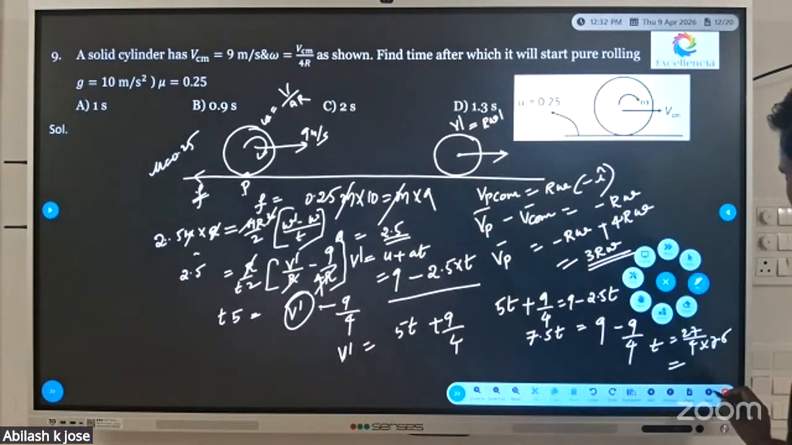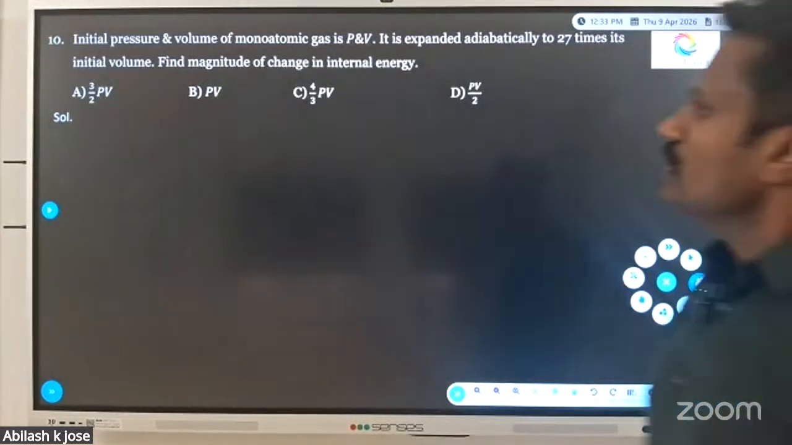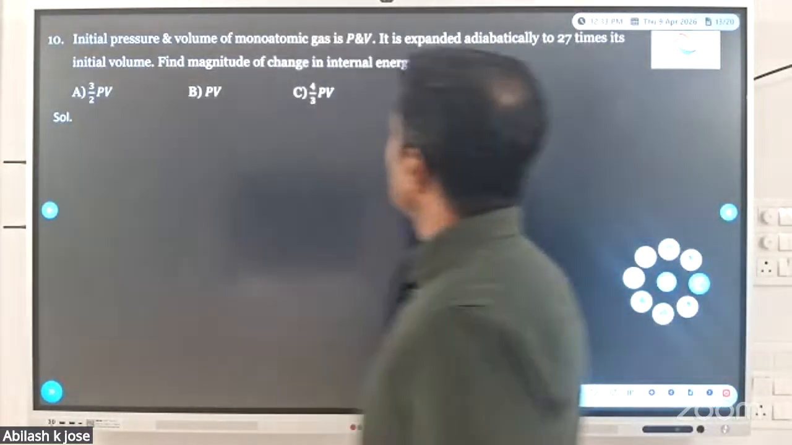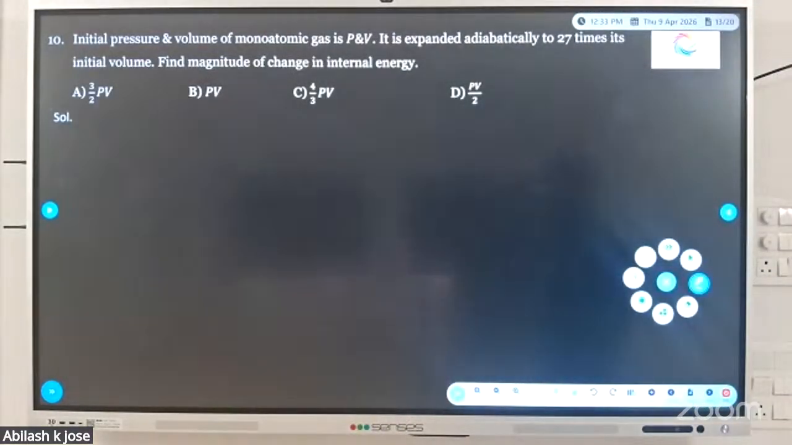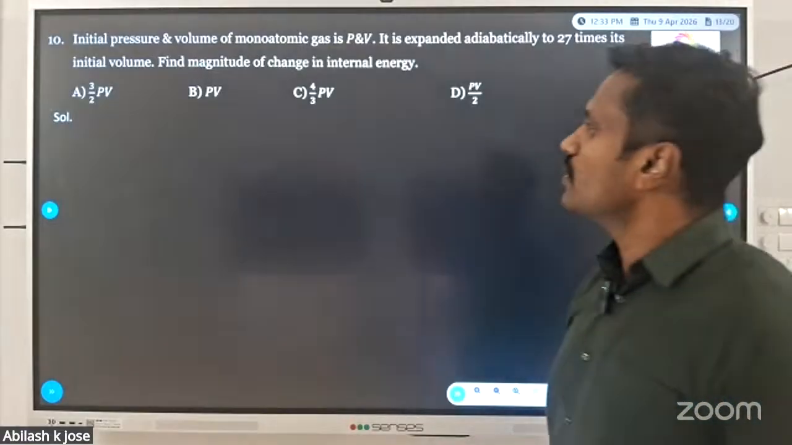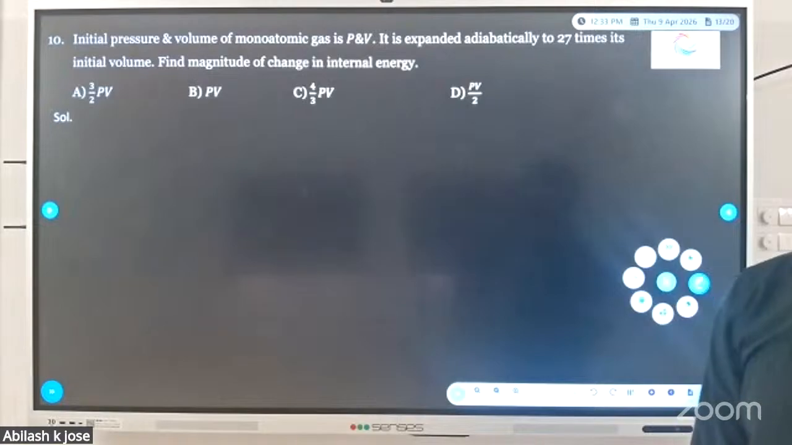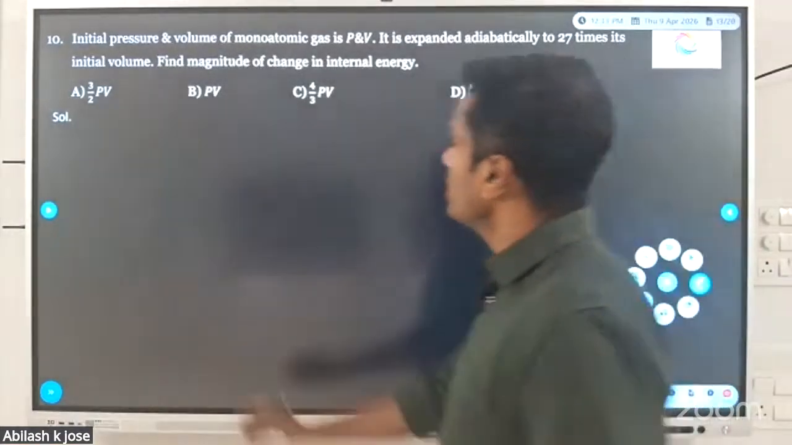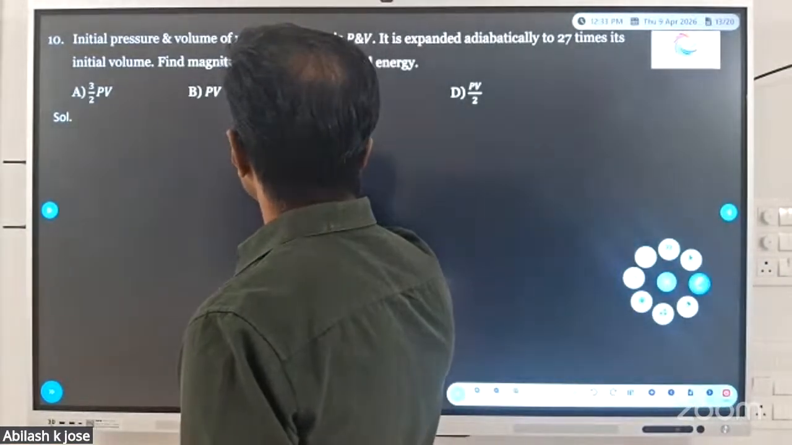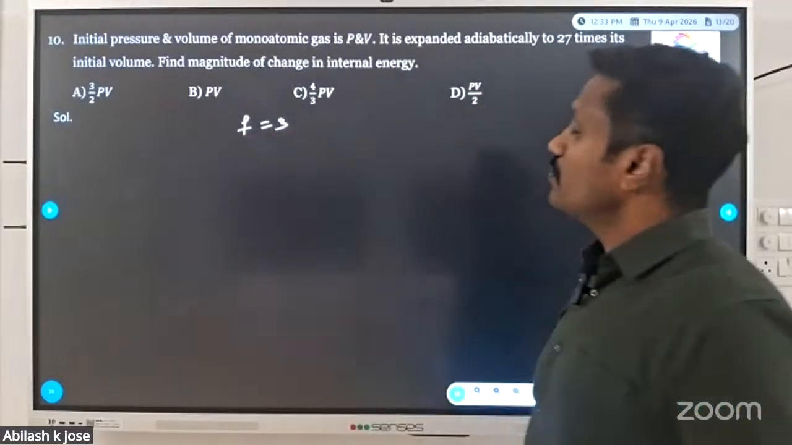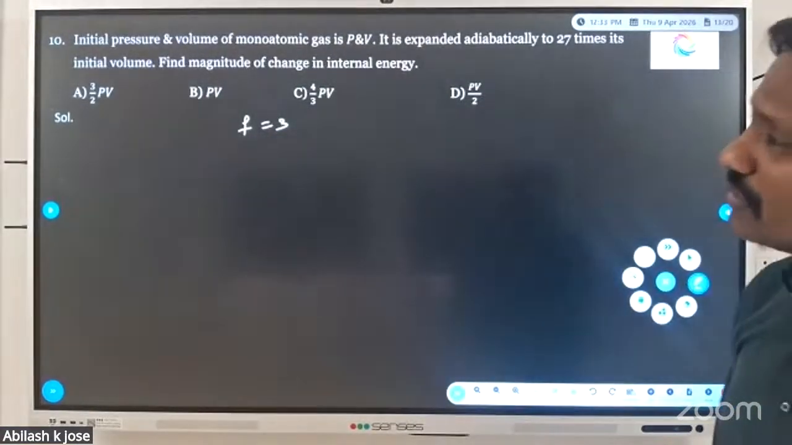So no, you can do this problem by using the angular momentum kind of another way. The initial pressure and volume of the monatomic gas is P and V. It is expanded by 27 times its initial volume. Find the magnitude of change in internal energy. So the monatomic gas has gamma equal to 5/3, it's an adiabatic process, and you are asked to find out the change in internal energy.